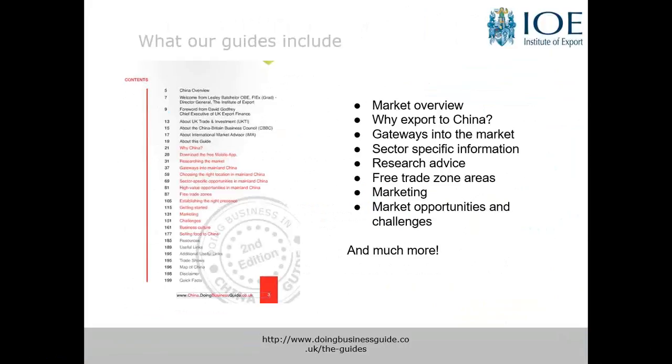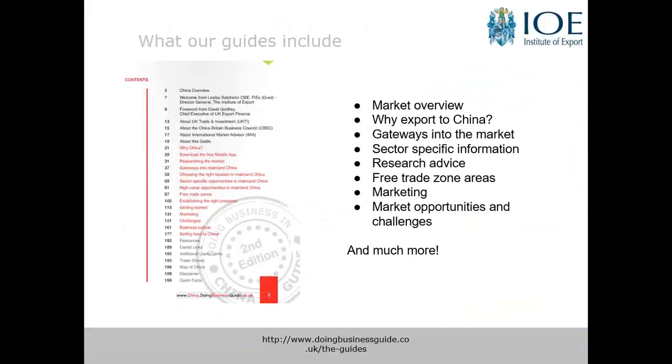So here you can see an example of the contents of our China Guide. Some of the areas that we look at, we give a basic overview of the market. We ask the question, why export to China? We look at gateways into the market, so places like Hong Kong as a satellite for the Greater China region. We look at specific sectors, and generally they come in the form of case studies of areas of business potential within the region. We offer research advice.